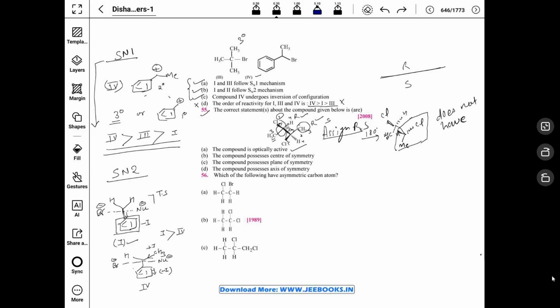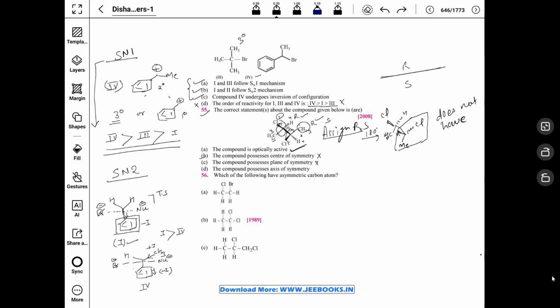Now the second, B: they are asking whether the compound possesses a center of symmetry. If the compound is optically active, then it can't have a center of symmetry. Therefore, the statement that the compound possesses a center of symmetry is wrong. The compound possesses a plane of symmetry?